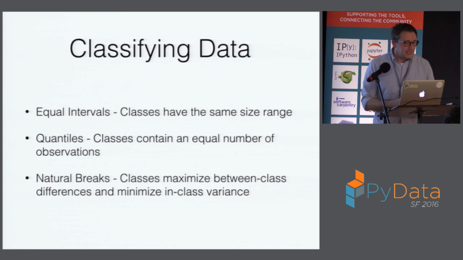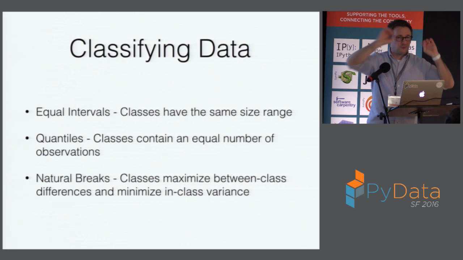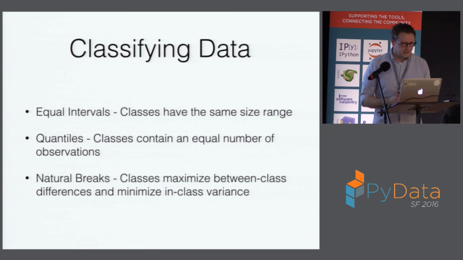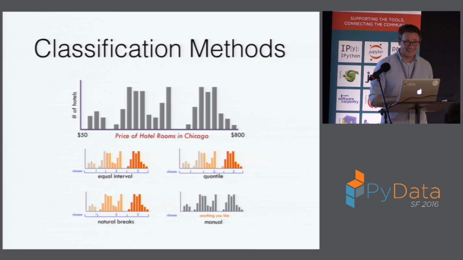Equal intervals, imagine that you have extreme outliers. Then what you end up with is one or two classes with a bunch of data in them, and then something way out there with nothing in between, right? Natural breaks, all right, I'm going to have to skim through a little bit faster. So anyway, some of the classification methods that I just mentioned here, and these are histograms of the actual data, and this is one of the recommended ways of figuring out how to classify your data. Take a look at the histogram.